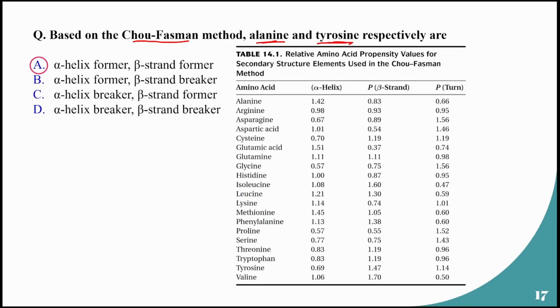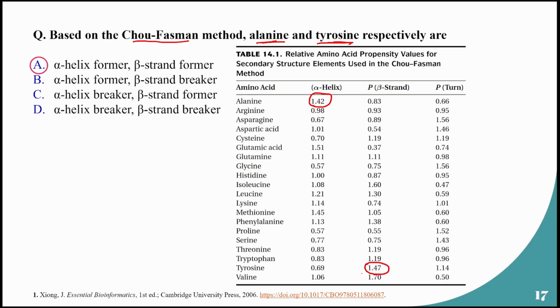Now, what is the Chou-Fasman table? Here on this particular one, we see that all of the amino acids have been assigned a particular value for alpha helix, beta strand, and turns. If you look at alanine, the very first one, you see its alpha helix related value is 1.42. Then if you look at tyrosine, its beta strand related value is 1.47.